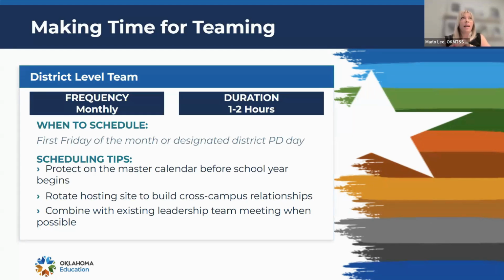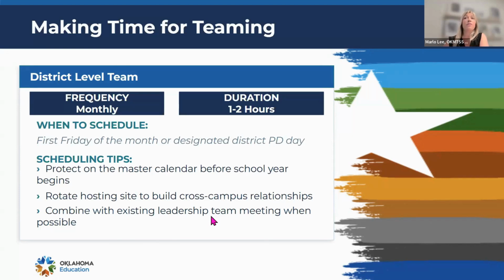So it's April right now, and I know that superintendents and principals are working on their calendar for next year. And so if you're in the process of that, the best thing that you can do is get that on the calendar for next year. Set aside that time already for 1 hour once a month for your district level team to get together and make sure that MTSS is being implemented the way that you designed for it to be. So you want to protect it on the master calendar. You could rotate hosting sites, so it doesn't always have to be in the boardroom in the superintendent's office. It could be at a different site.